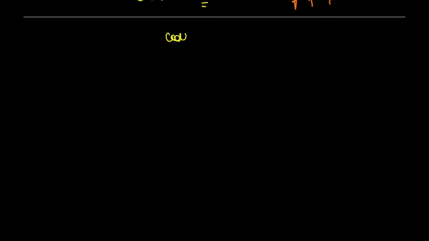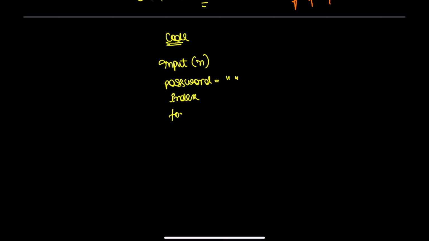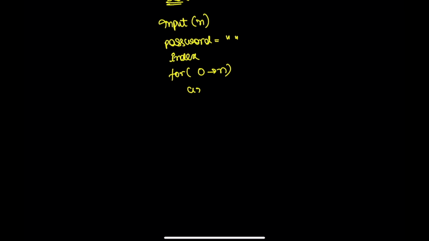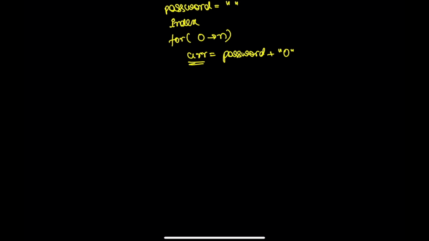So let's write the code here. We'll have an input n, that is the length of the string. We would have a password string that is initially empty. We'll have an index i. We would iterate from 0 to n. If we have a current, password plus 0, if this is valid, we will add it. We'll set password plus equal to 0, like we'll add a 0 in the end.